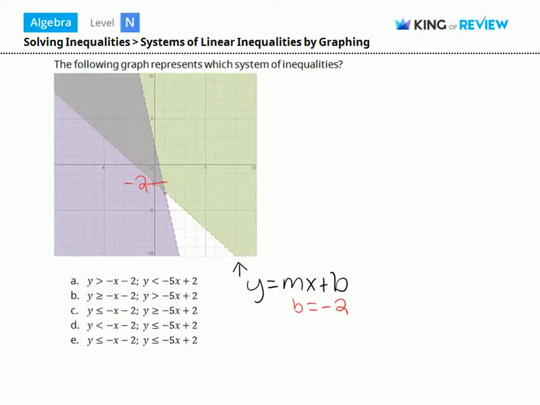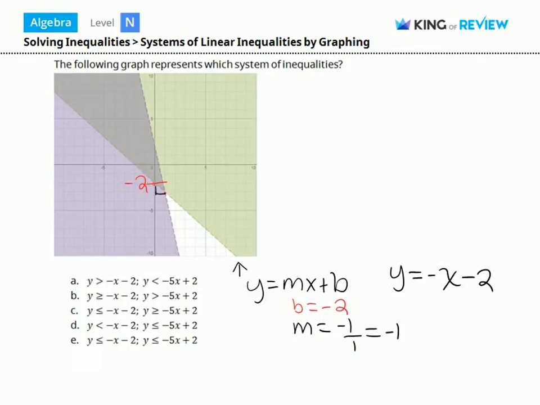If we have 2 points here, we can determine the slope. Slope is rise over run, and this is going down 1 over 1. So slope is equal to -1 over 1, which equals -1. So our line is y equals -x minus 2.